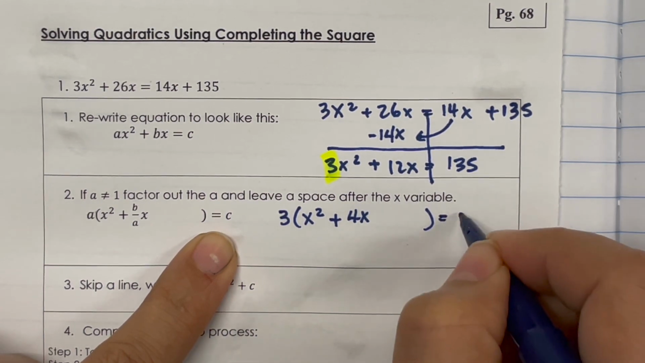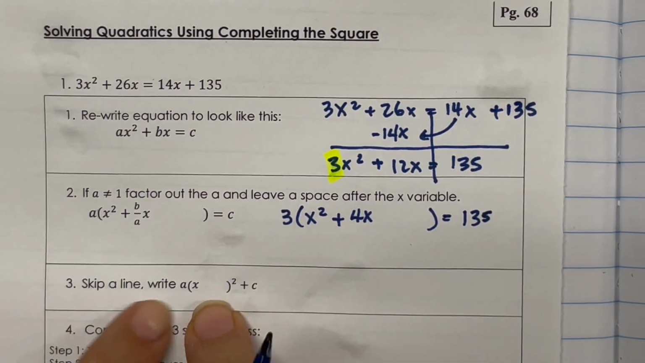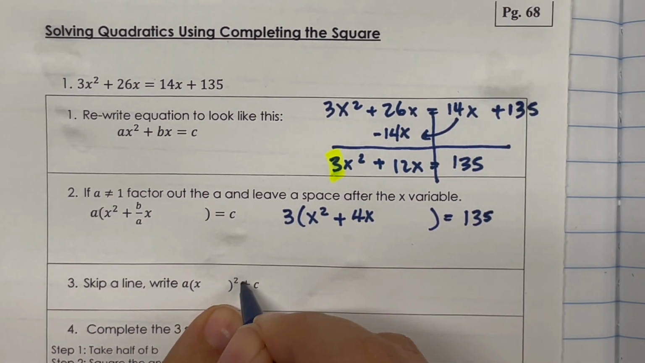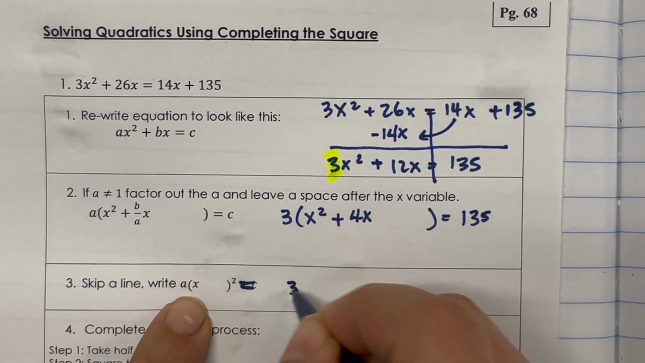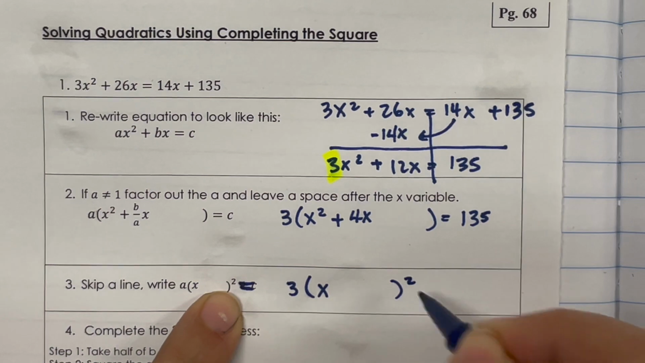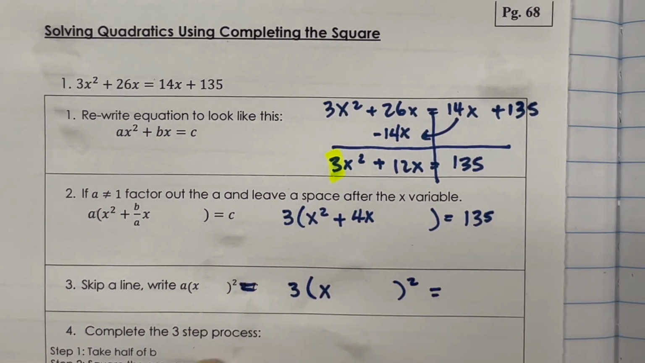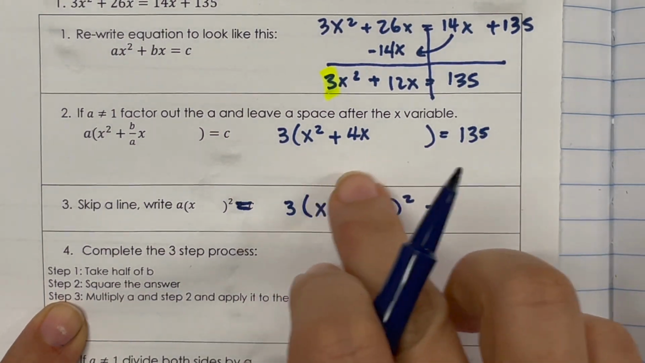This is a listening check. Color in C, where my left finger is. All right, skip a line and then write this. You're going to write a, so my a is 3, parentheses, x, leave a space, and then squared, equals. And that's basically what we're going to do. Then we're going to do a three-step process. This three-step process is what's important.